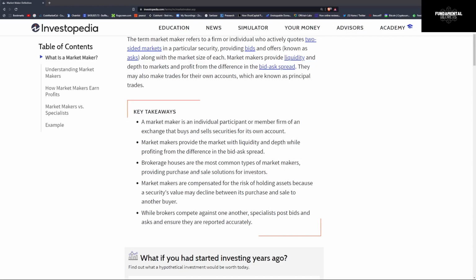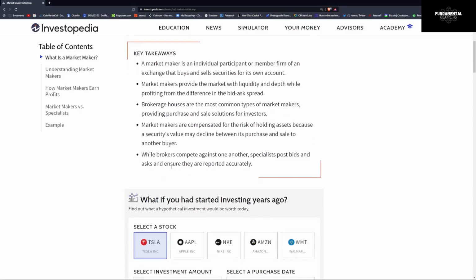So let's continue forward. Market makers provide the market with liquidity and depth while profiting from the difference in the bid and the ask spread. Brokerage houses are the most common types of market makers. So this is who you need to look for if you're looking to see who market makers are, providing purchases and sales solutions for investors.